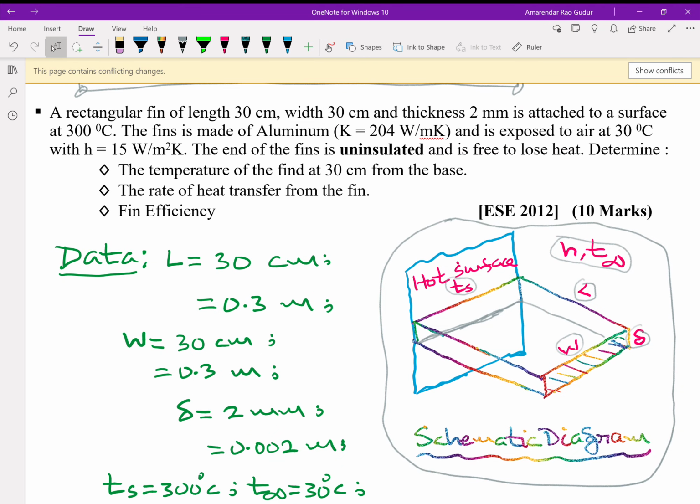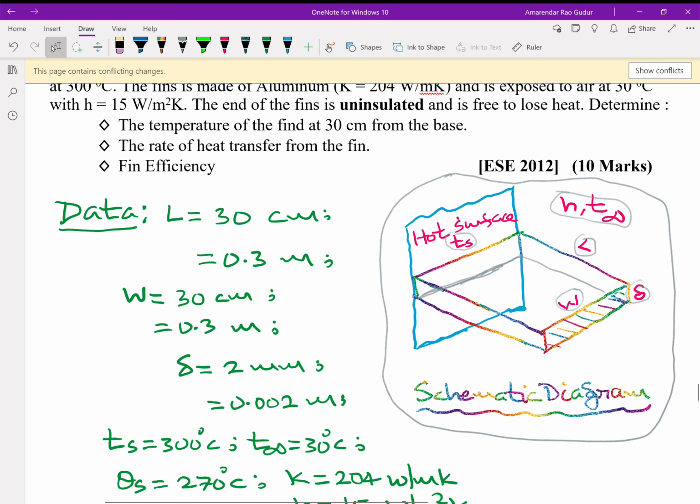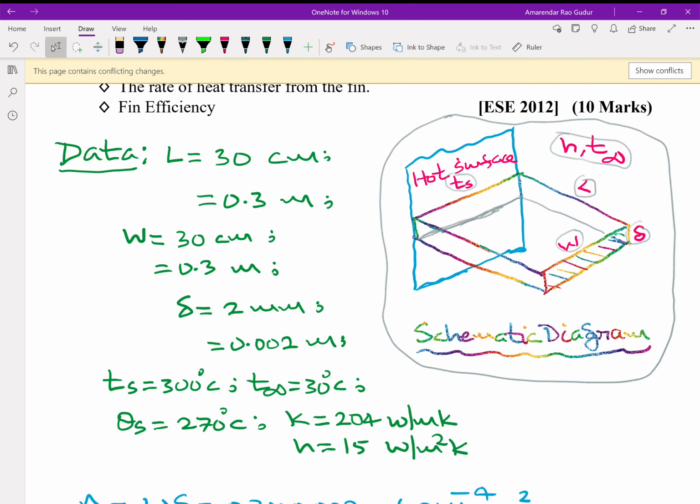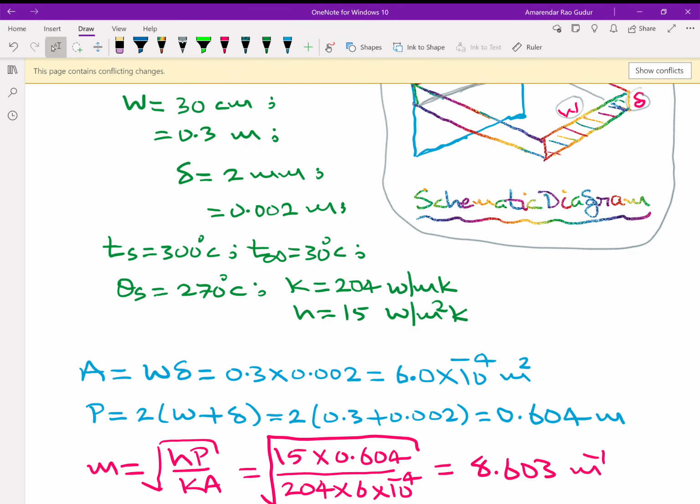If you look at the data, length is 30 centimeters, 0.3 meters. Width is 30 centimeters, means all along it is 0.3 meters. Thickness delta is 2 mm, 0.002 meters. If you look at the physics of the problem, this is the hot surface, this is the fin of length L, width W, thickness delta. You can always find Ts 300, T infinity 30, theta s 270, K 204, h 15. From this you can calculate the perimeter, which is 2 times W plus delta, 0.604. Area W into delta is 6 × 10^-4.